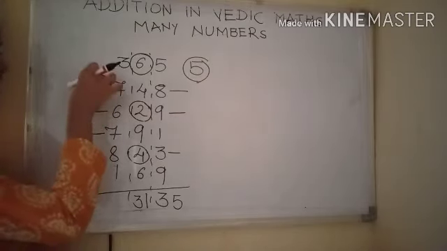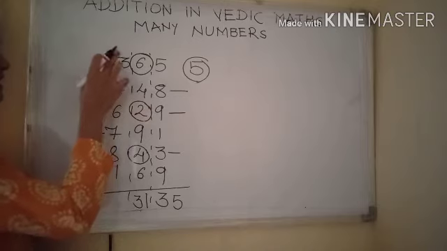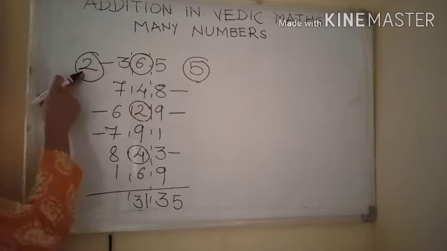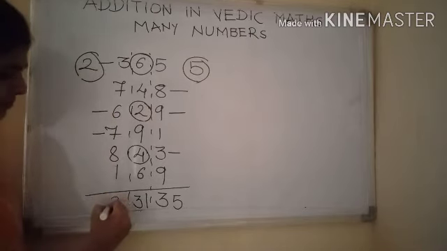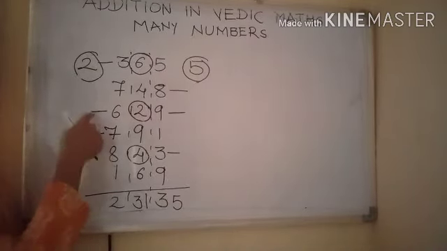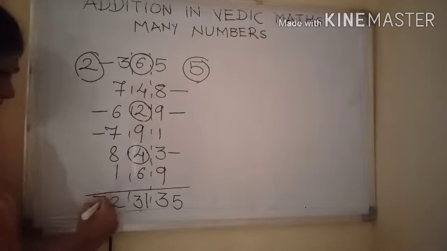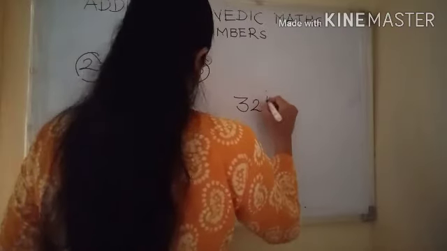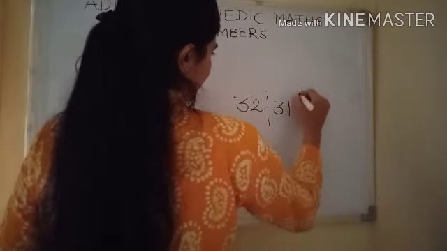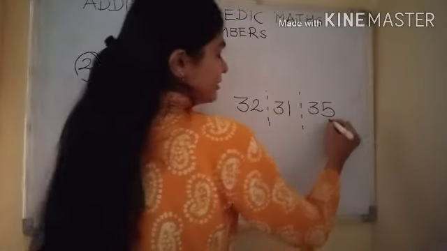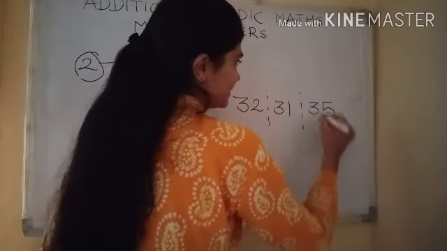9 and 3, those are carry combination. 9 and 3 is 2. So what is the final digit? 2. Write it over here. How many hyphens? 1, 2 and 3. So 32. Answer is 32, 31 and 35. Write this digit as it is.